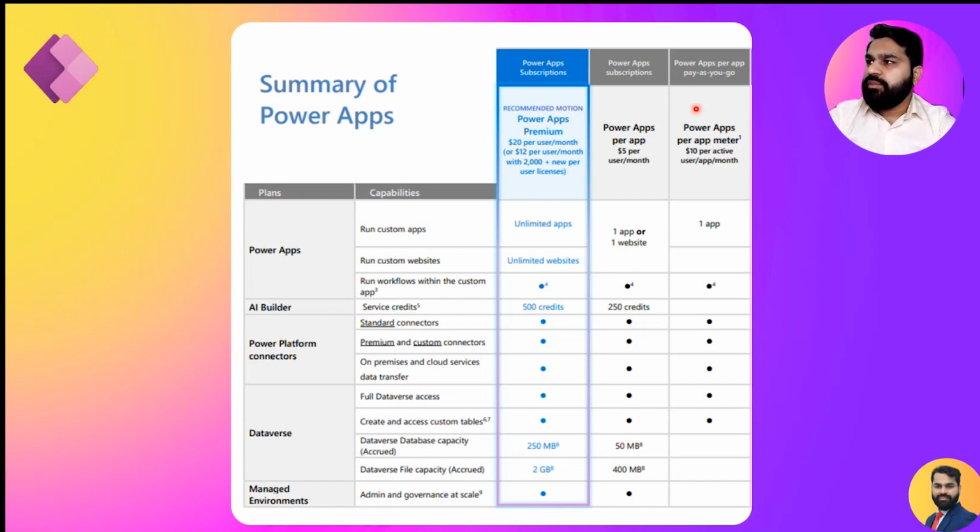Then the third subscription is the pay as you go subscription. In this subscription, the Power Apps per app meter is always there. This is basically $10 per active user. Now, when we say active user, just a bit of background on how this gets assigned. In this way of assignment, any Power Platform environment which is created has to be connected to your company's Azure subscription.